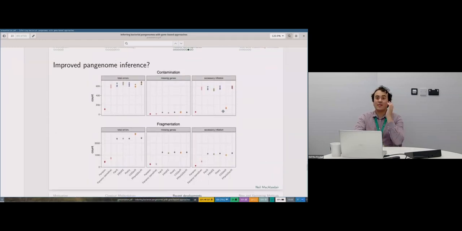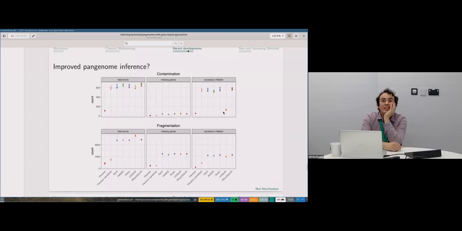Just for some quantitative assessment, does Panaroo improve the accuracy relative to Roary? We just introduced errors in otherwise perfect assemblies and compared the pangenome runs of all these pangenome tools listed here, in perfect assemblies where there were none of these errors, and then assemblies where we'd introduced these errors. And you can see that Panaroo deals with contamination and fragmentation with a much lower overall error rate.